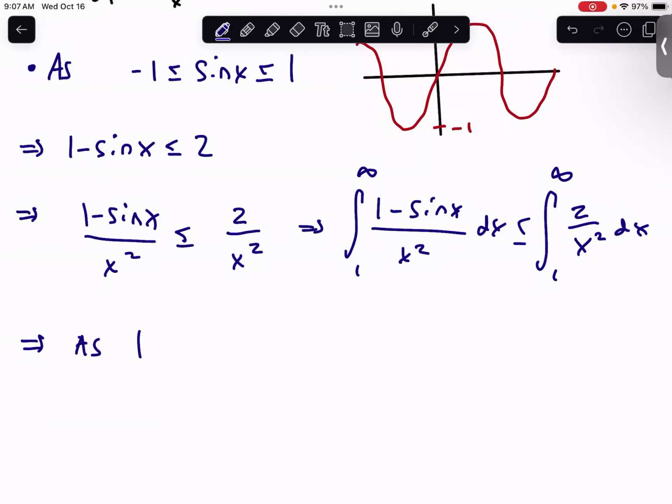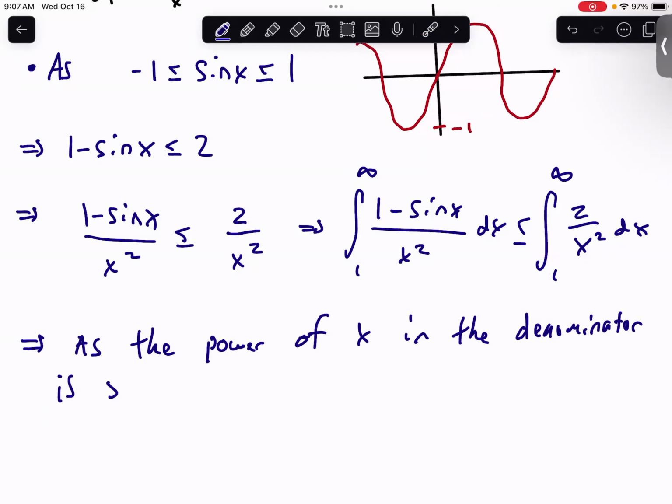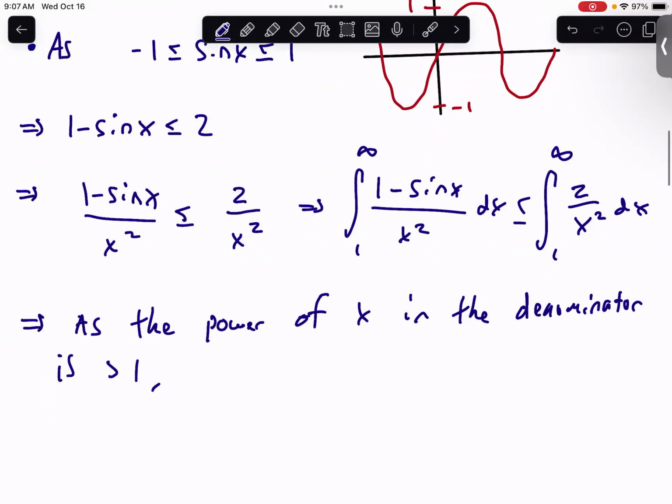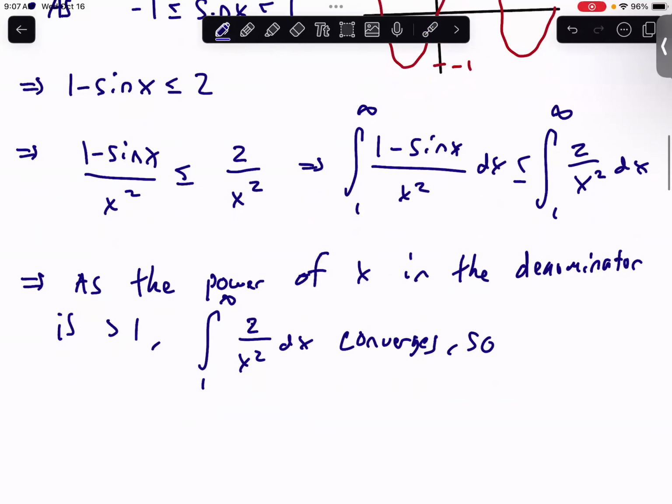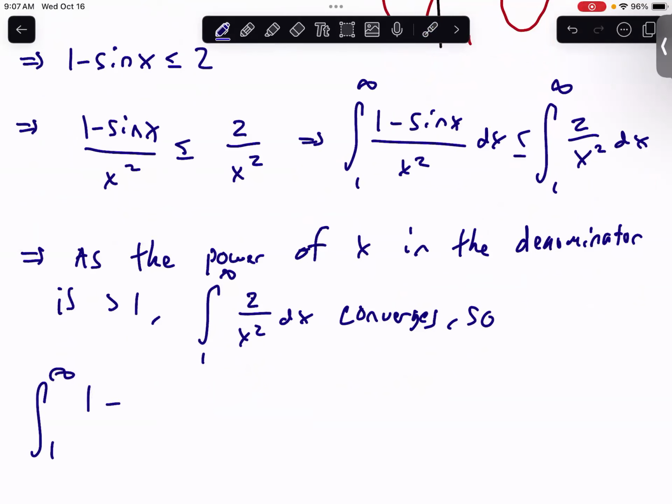So as the power of x in the denominator is greater than 1, we know that this integral from 1 to infinity of 2 over x squared dx is going to converge. And because this integral converges, it must mean that this integral converges as well, because this integral is less than or equal to this one right here. So this integral from 1 to infinity of 1 minus sine of x over x squared dx has to converge as well.